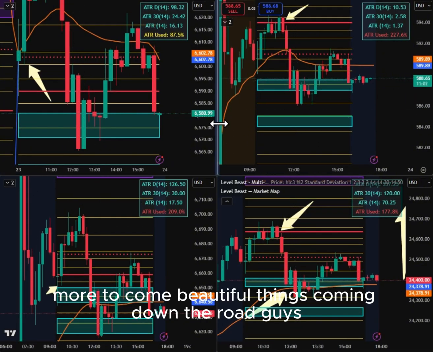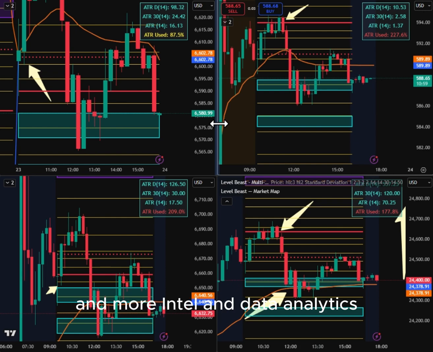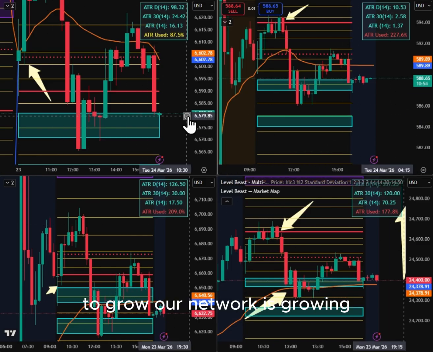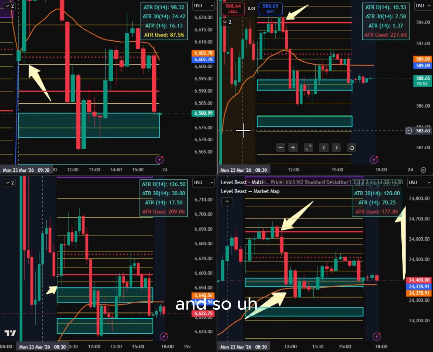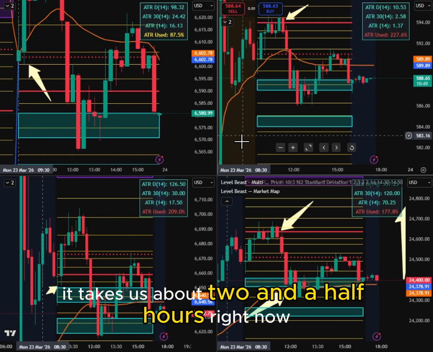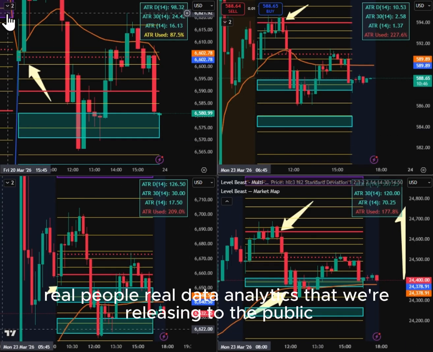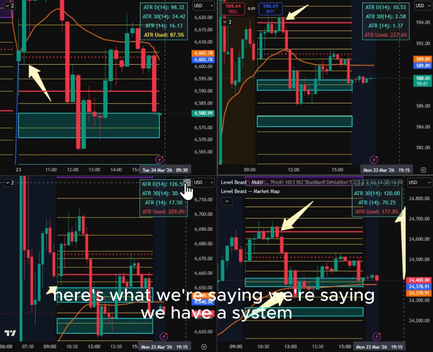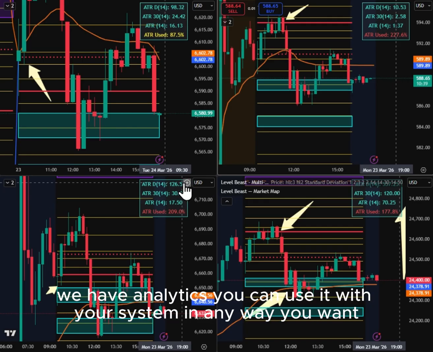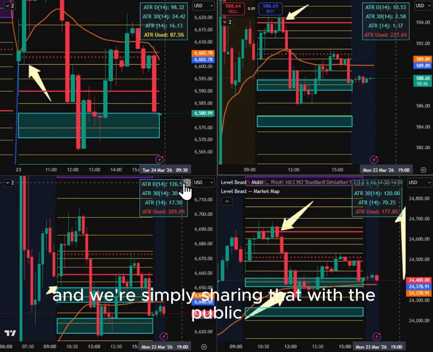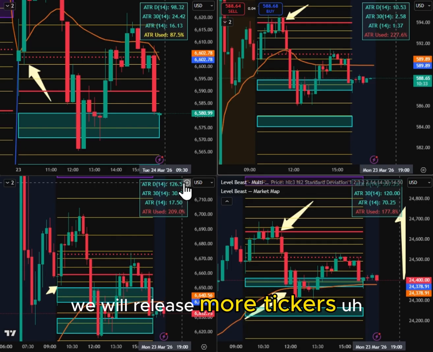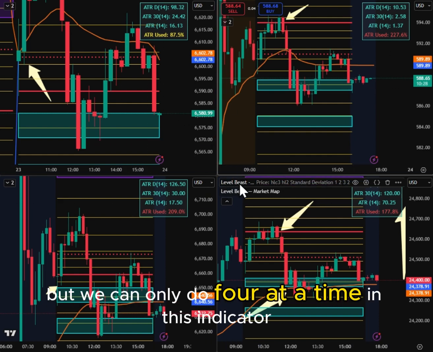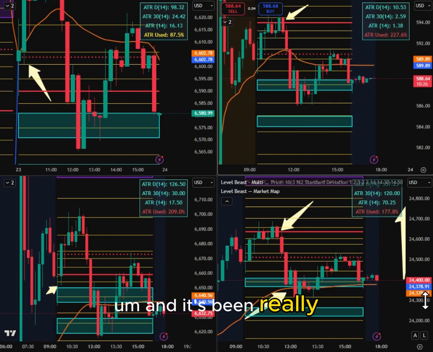Beautiful things coming down the road, guys. Volume-based and more intel and data analytics that we're going to provide for our community. The community is continuing to grow. Our network is growing. And so it takes us about 2.5 hours right now to distill data for these 4 stocks, real people, real data analytics that we're releasing to the public. Here's what we're saying. We're saying we have a system. We have analytics. You can use it with your system in any way you want. And we're simply sharing that with the public. And as we continue to grow, we will release more tickers in our system, right? But we can only do 4 at a time in this indicator. And it's been really, really awesome, guys.